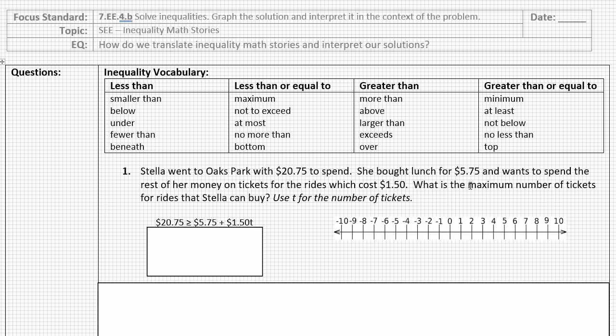Also, it's using the word maximum. Maximum says that we use the less than or equal to sign, so my variable is on the less than or equal to side of that inequality. So now that we have our inequality written, please go ahead and solve it, and then check back when you're ready to compare our work.